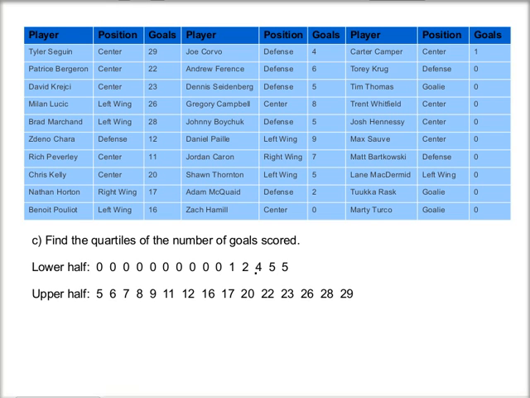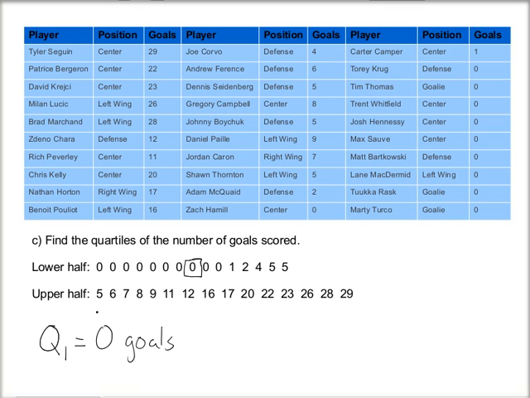Now I've got 15 in each half, so that's an odd number. So I'm just looking for the middle observation, which will be the 8th in this case. So I count over 1, 2, 3, 4, 5, 6, 7, 8. And this 0 is the median of the lower half, so that is the first quartile. Q1 is equal to 0 goals.